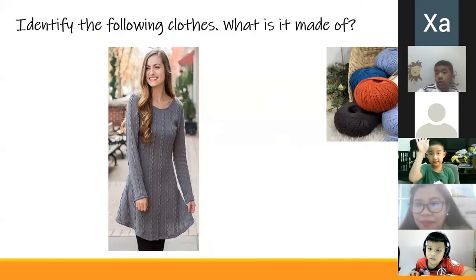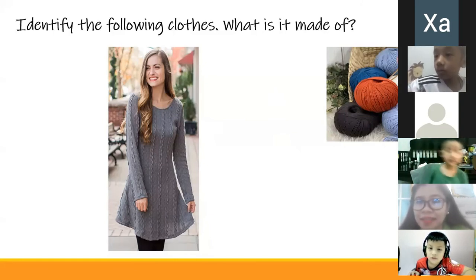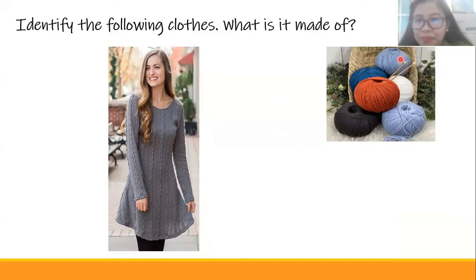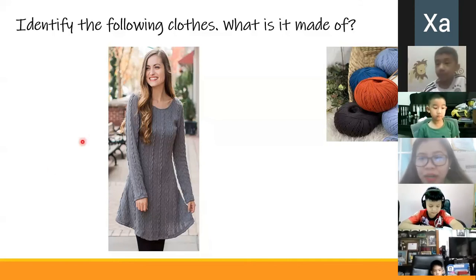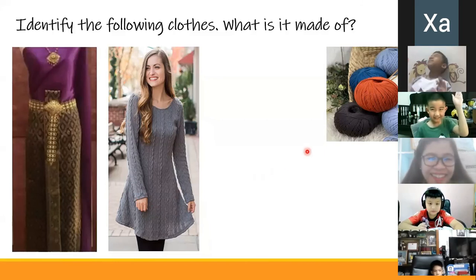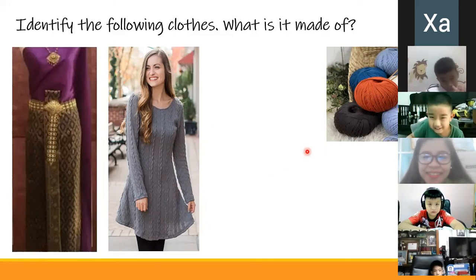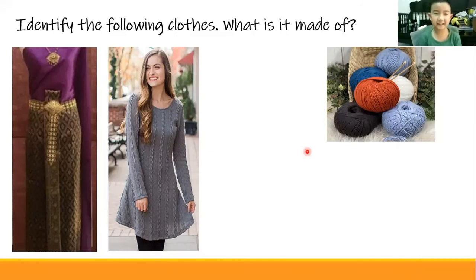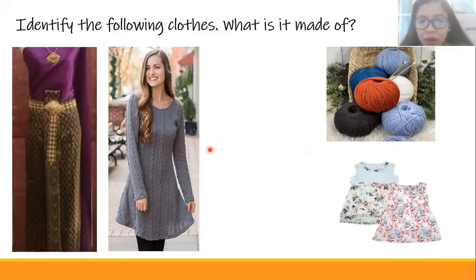Yes, Mikey? Is it made of wool, cotton, or silk? Yarns are made of wool. Wool. Okay, very good. Thank you, Mikey. How about this one? Very easy. Okay, friend. It is made of silk. Silk. Okay, very good. How about this one?